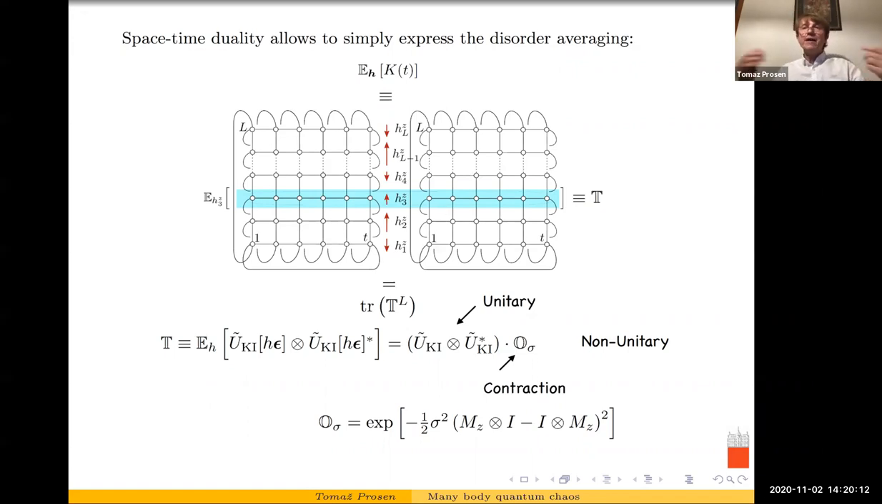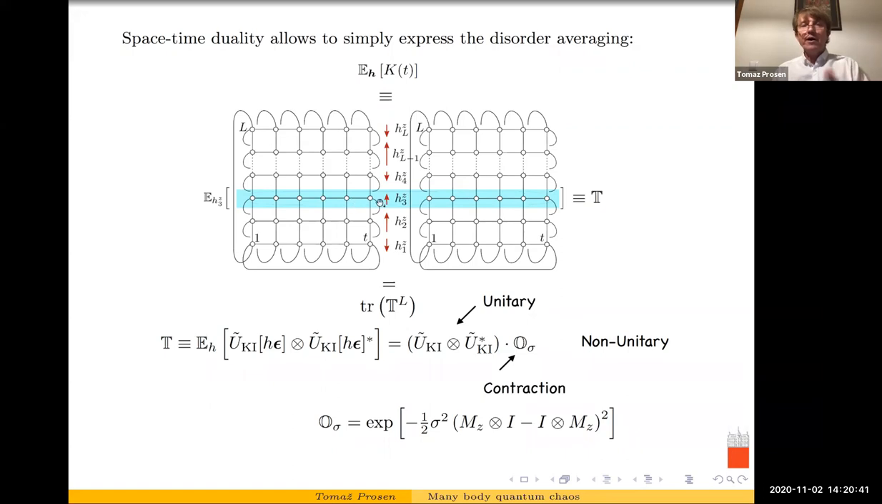And then I have to do the ensemble averaging over the disorder, which I designate like this, E here. But now the point is, if I do this row-wise rather than column-wise, I can use the fact that my disorder is an IID variable, which means I can do disorder averaging independently row by row. That's really nice, because it means I can do the disorder averaging explicitly by just introducing an averaged object, which I call the transfer matrix.